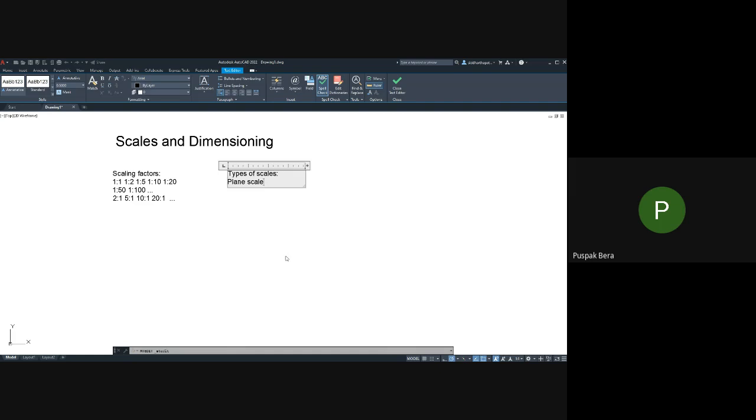Yes, sir. Okay, so in that you have plane scale, then you have vernier scale, then you have diagonal scale, scale of chords, and this much would suffice. And actually we would be only doing examples on plane scale, diagonal scale, and scale of chords.